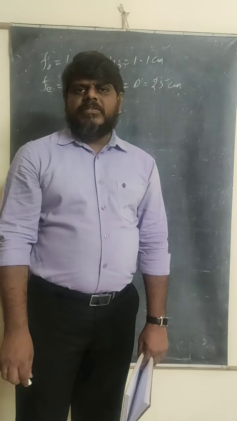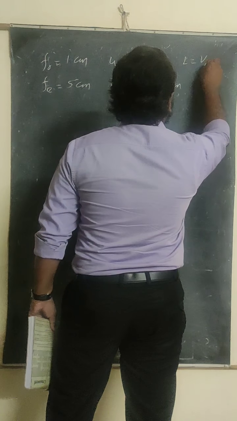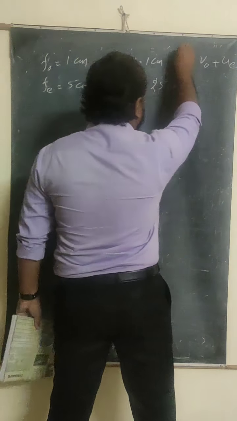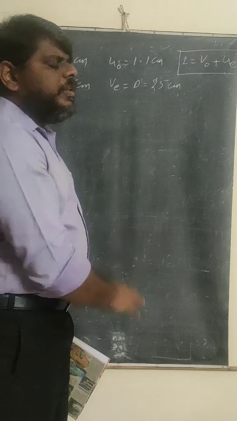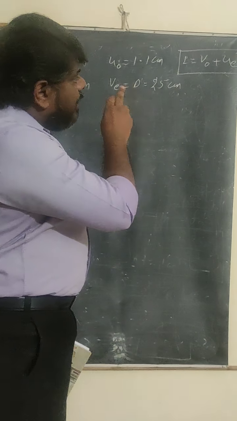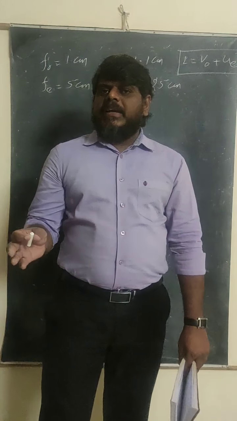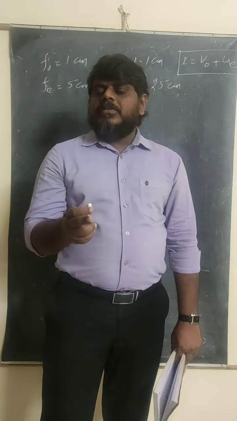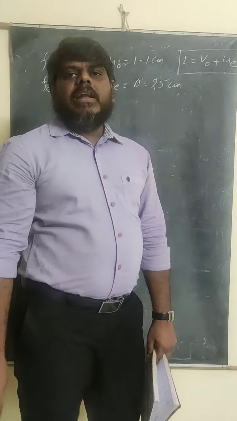What is the formula? The length of the microscope L is equal to V naught plus UE. Now, we don't have the V naught value, and we don't have the UE value also. That means we need to use the lens formula for the objective lens and the same lens formula for the eye lens, and find both the V naught value and the UE value. Then we substitute in this formula, which will give you the length of the tube.